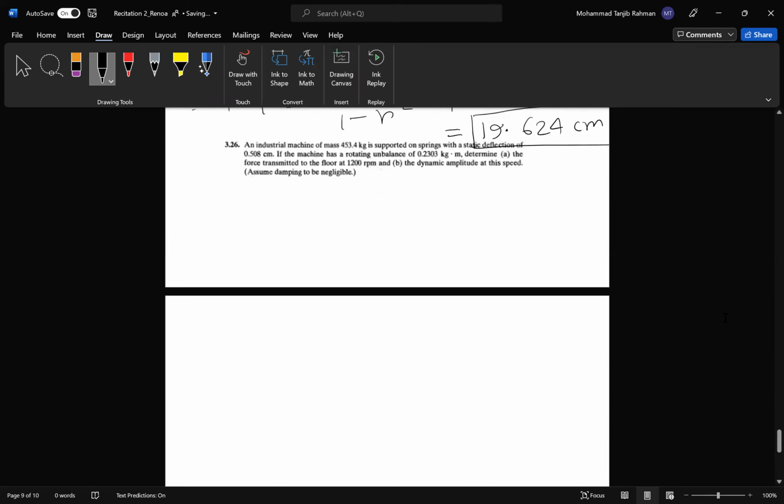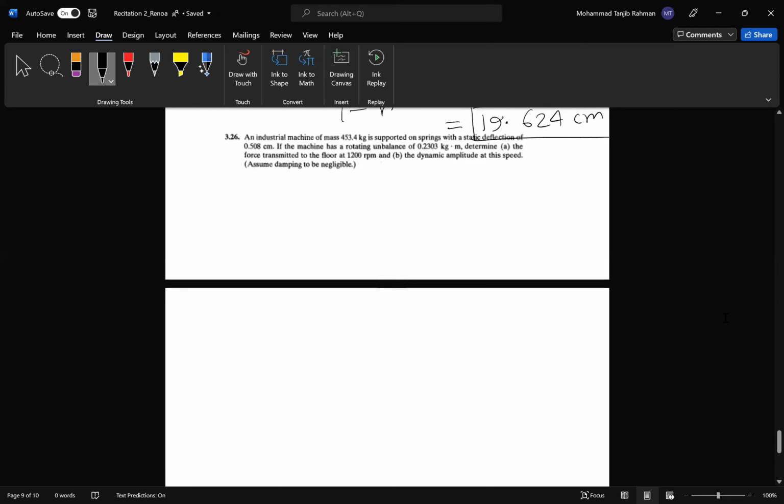So this is going to be our last problem for today. In this problem, it's given there is an industrial machine which has a mass of 453.4 kg, and it's supported on spring with a deflection of 0.508 centimeter. And the machine has a rotating unbalance of 0.23 kg. So first we have to determine the force transmitted to the floor at 1200 RPM, and then the dynamic amplitude at the speed. Also, it is said to assume damping to be negligible, so we will assume that zeta is equal to 0.